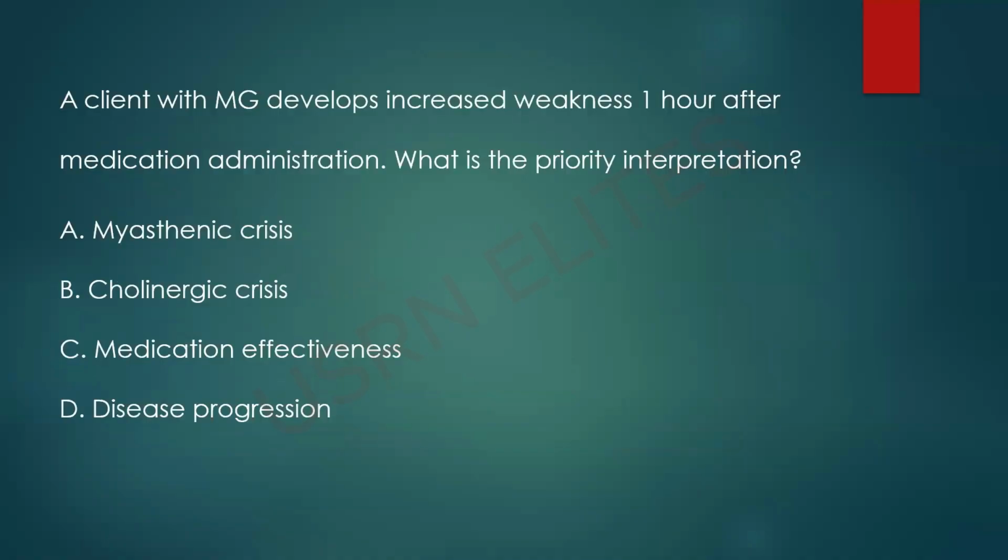Yeah, so this is the question. A client with myasthenia gravis develops weakness 1 hour after medication administration. So let's say even if you don't know the medication that was given, you've studied myasthenic crisis, you've studied cholinergic crisis. You give a medication and the patient's weakness increased. What should even come to your mind?